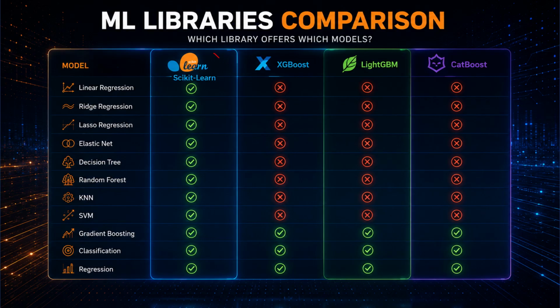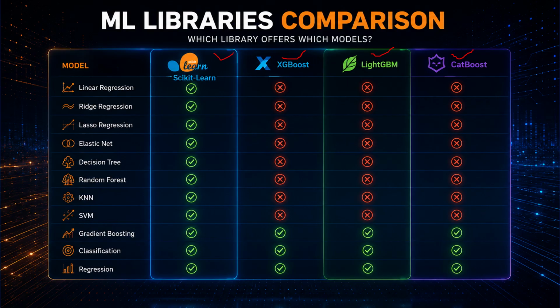The first is going to be Scikit-Learn. It's a general purpose ML library with many different algorithms. The next is XGBoost. XGBoost is a specialized library focused on gradient boosting. Then you have LightGBM, a fast gradient boosting library developed by Microsoft. Then you have CatBoost, a gradient boosting library developed by Yandex, especially good with categorical data.